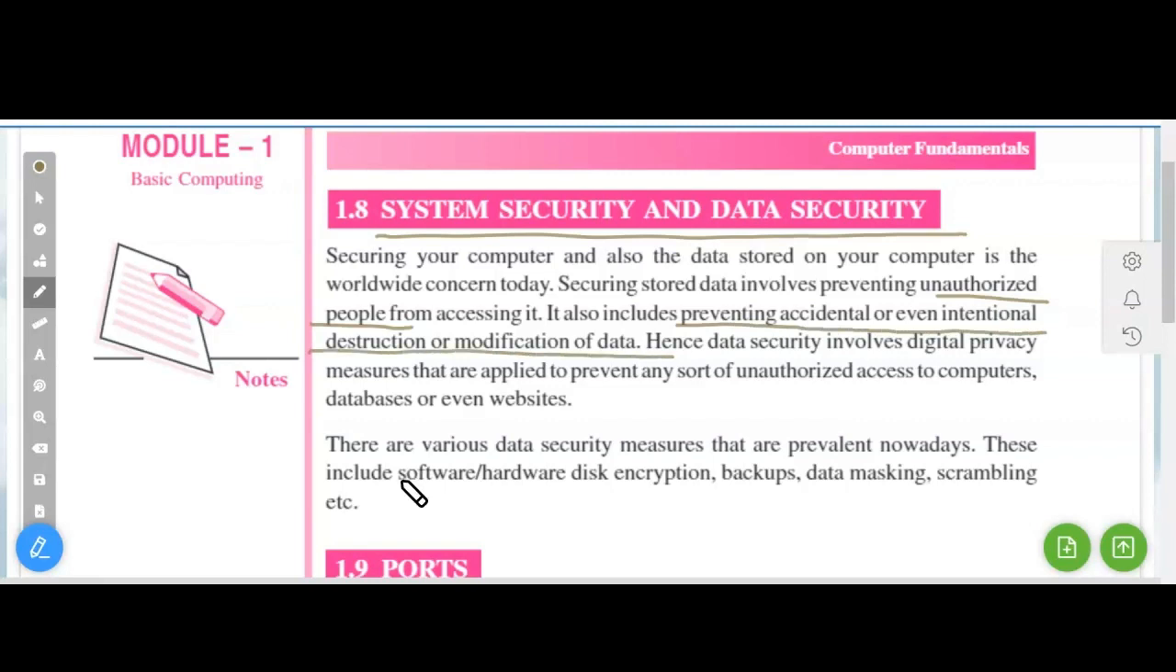So for that you need to use so many methods, that are software and hardware disk encryption, convert it to some other form that normal intruders cannot understand. Next is backing up the data so that you can use it again once the actual data is lost. Data masking, converting to some other form, and scrambling. These are the methods used for security of system. You just have to know what these are. Don't need to go in much detail.